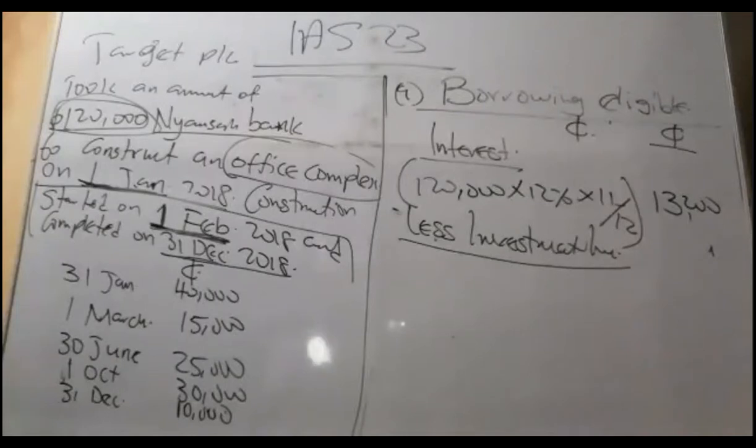Now when did you pick the money? You picked the money on 1st January, right? So you picked the facility on 1st January. But you paid the contractor when? 31st January, right? So the funds were idle the whole of January. That 120,000 was idle and it's surplus.